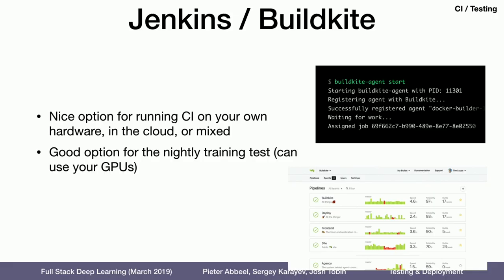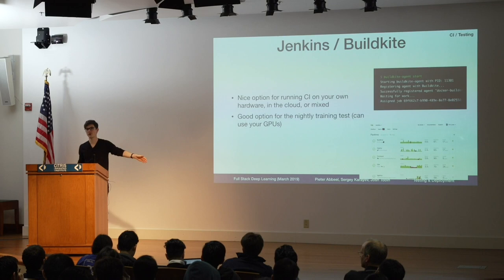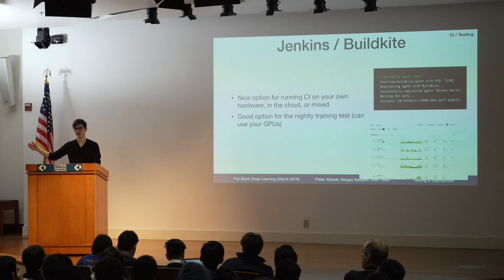And this can be a good option for the nightly training test. For example, you can be using BuildKite for your continuous integration that runs every time you push code, and that can run just in the cloud. But you can also run agents on your own hardware, and they pull jobs that are just the nightly training jobs. So you can also have automatically repeating jobs on BuildKite, just like cron jobs on Linux. You can set up a little config file that just says every night kick off this job. This is what I've heard a lot of people use recently.